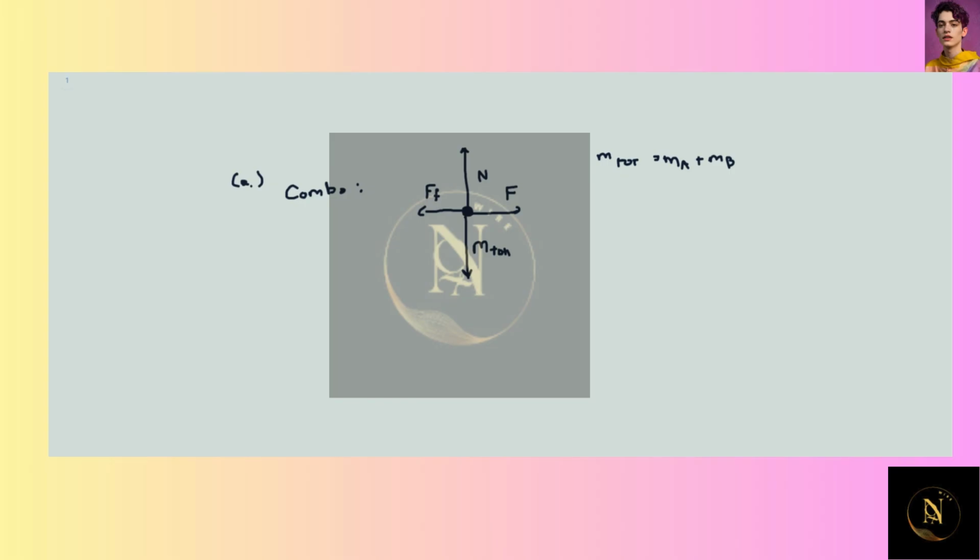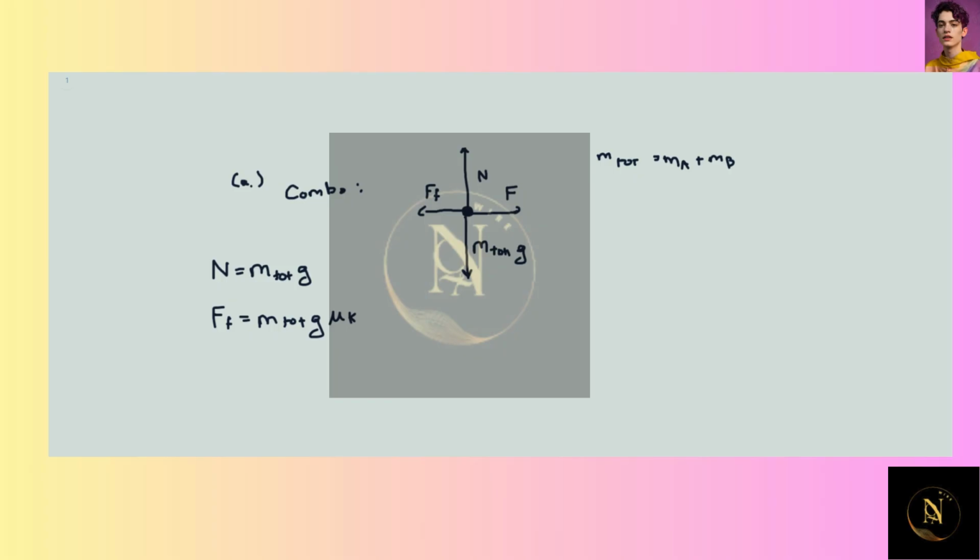Now, by Newton's second law in the y direction, we get immediately that the normal force is equal to, forgot my g here, it's equal to M total times g, because it's not accelerating in the y direction. This means that the friction force is equal to M total times g times mu k, since the friction force is just this coefficient times the normal force.